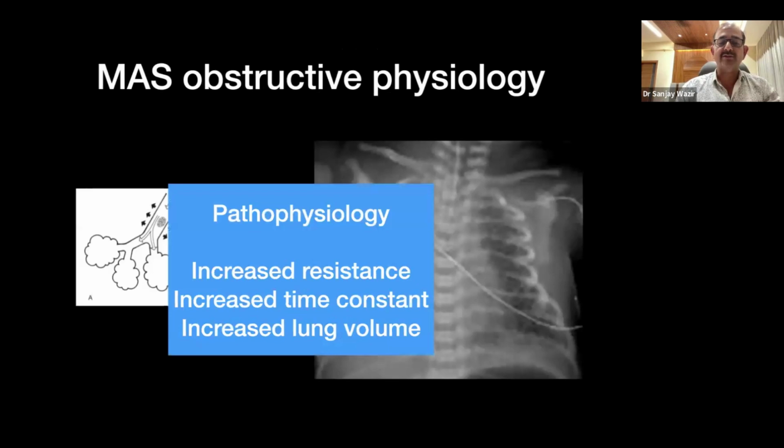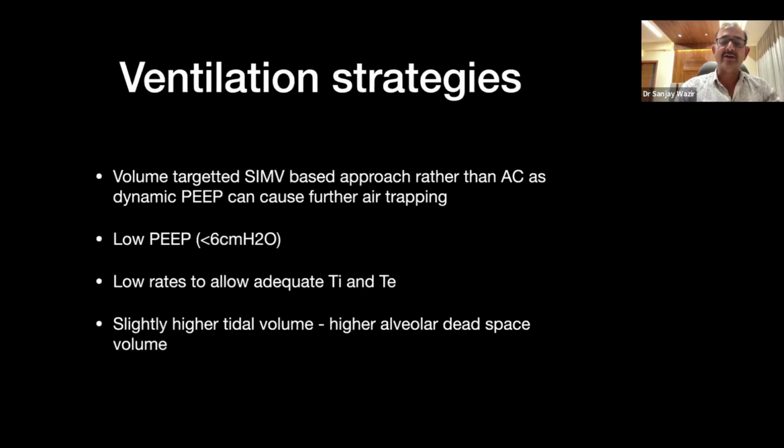And in this case, you see there is an increased resistance. So the air is going in, but the air coming out is difficult. So in these cases, the time constant, especially the expiratory time constant, is high. And these are also the cases where the increased lung volume is there because of the obstruction and gas trapping.